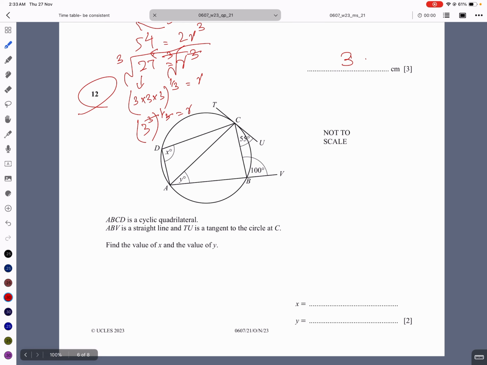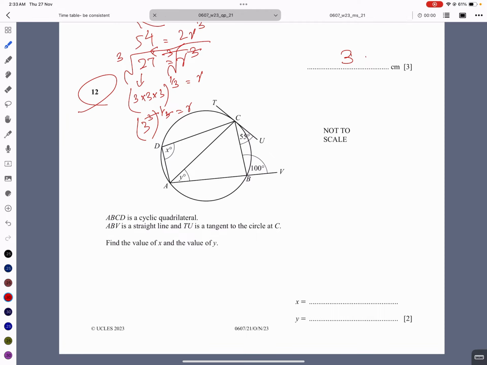Question number 12 is ABCD is a cyclic quadrilateral. ABV is a straight line. TU is a tangent to the circle. Find the values of x and y. Now remember, we will apply a concept from the circle theorems, the alternate segment theorem.